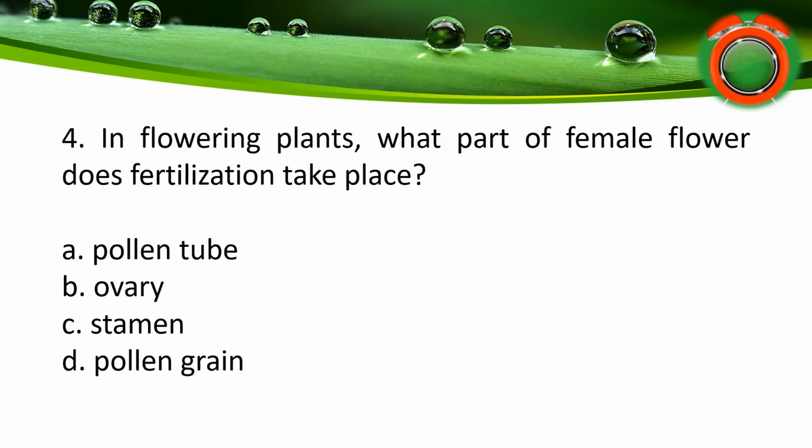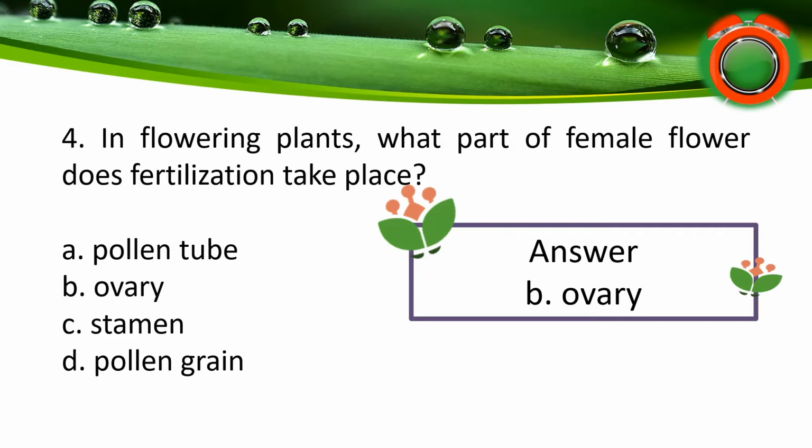Number 4 question. In flowering plants, what part of female flower does fertilization take place? A. Pollen tube, B. Ovary, C. Stamen, D. Pollen grain. The correct answer is B.